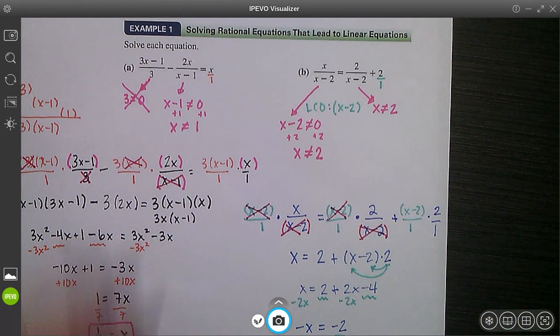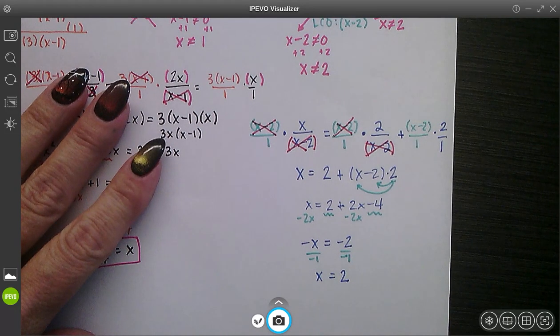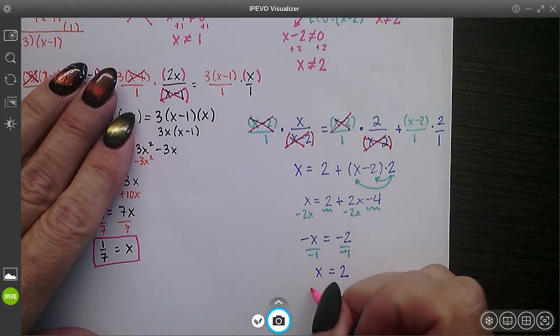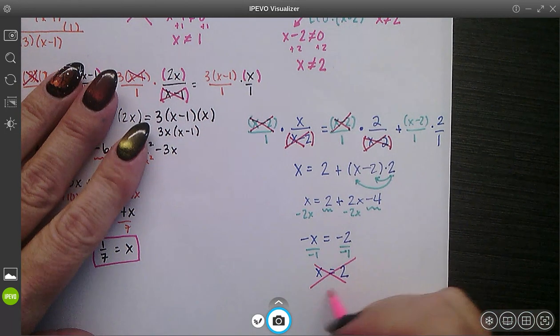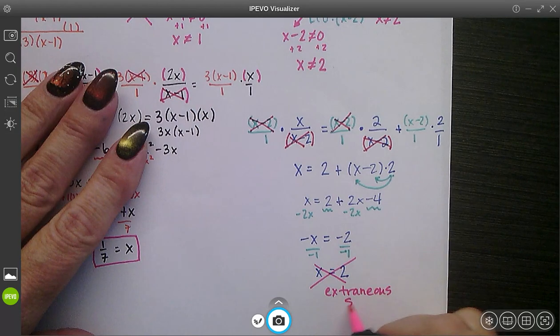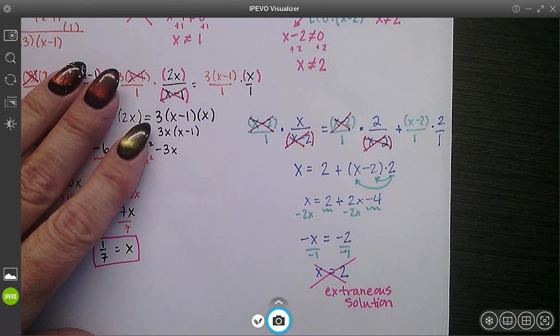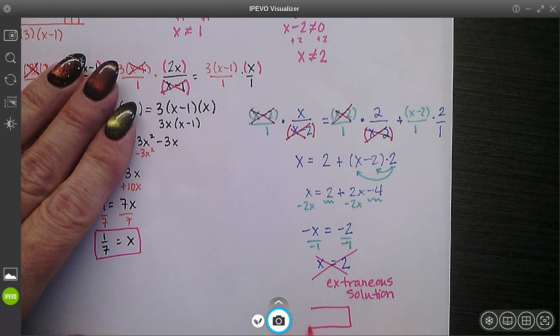And when I solved, I got x equals 2. So I have to ignore this solution because it was my excluded value. So I cross that out. It's actually called an extraneous solution. And since that was the only solution I found, the actual answer to this is the empty set or no solution.